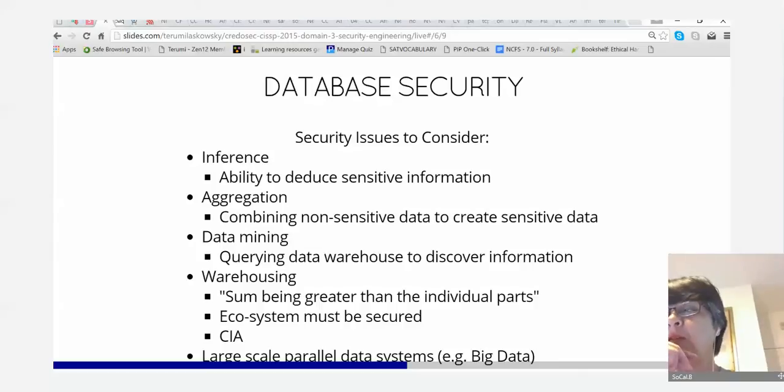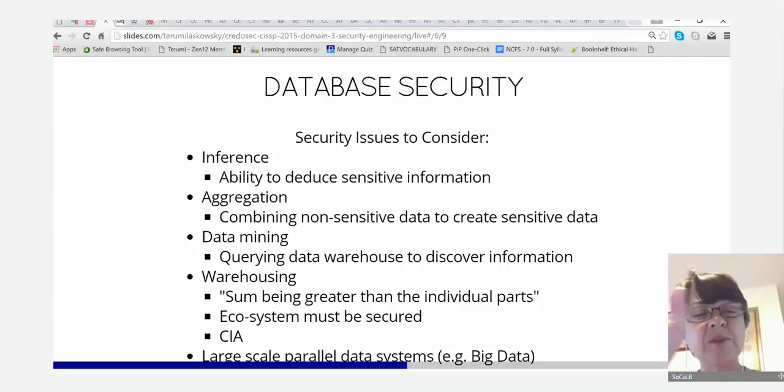Aggregation: combining non-sensitive data to create sensitive data. We talked about that yesterday, right? California 2, right, Terry? And other states 3 pieces of information. That was very helpful, by the way. Thank you. And data mining: querying the data warehouse to discover information. The data warehouse is there to be mined. So you can do inference, you can do aggregation, well, mostly inference. Warehousing, the whole being greater than the individual parts. So that would be the example of aggregation.